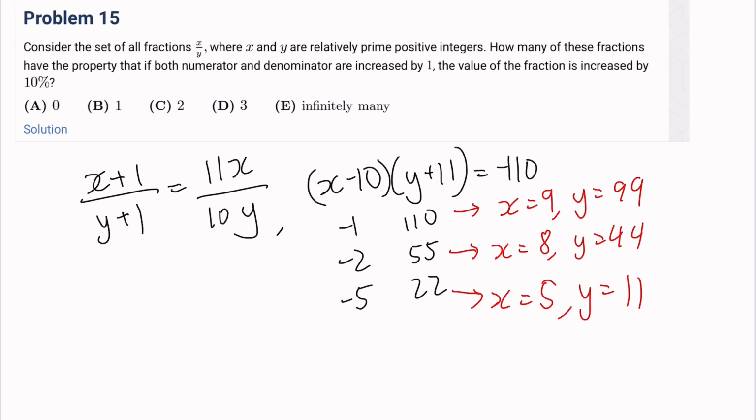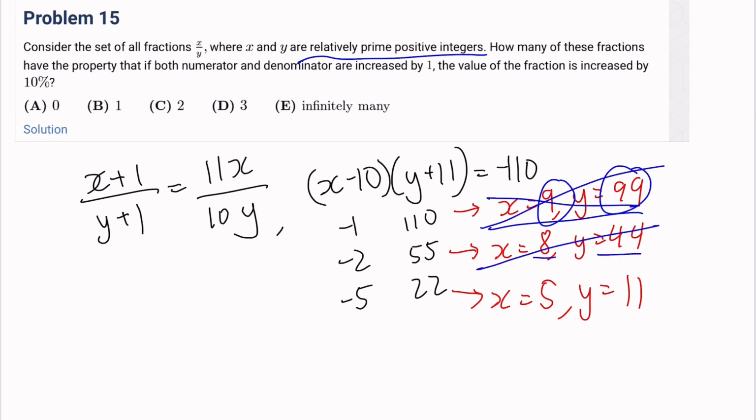But then, let's see this again. They have to be relatively prime positive integers. For x and y, 9 and 99 are not relatively prime, so this is out. 8 and 44 are also not relatively prime, so this is out. But 5 and 11 are relatively prime, so this is an answer. How many of these fractions? We only have one set of x and y values, so the answer is B.